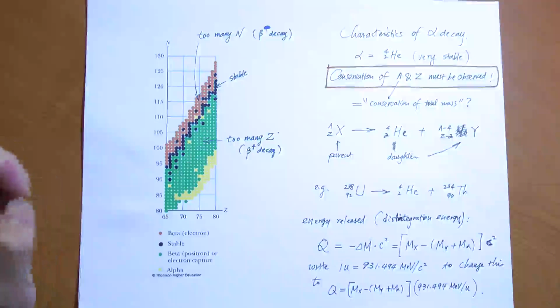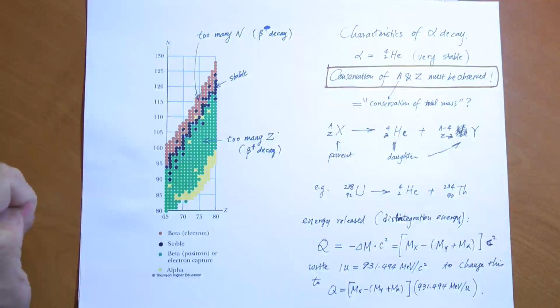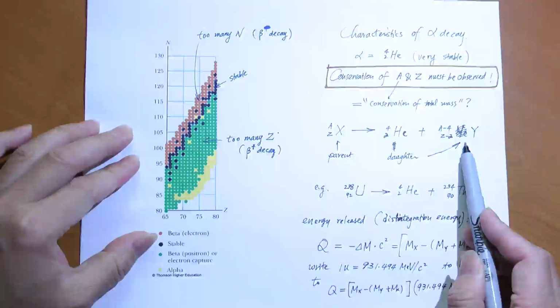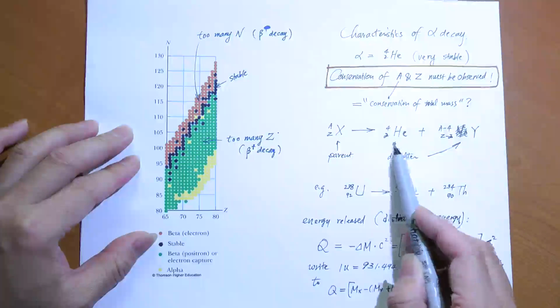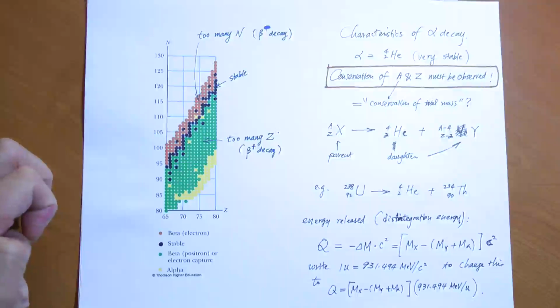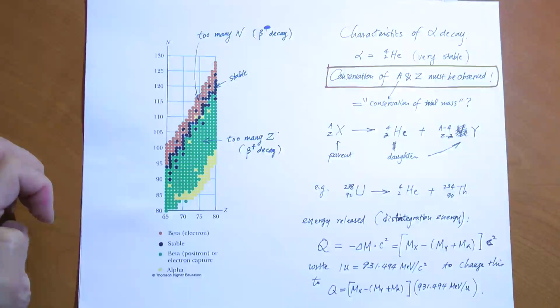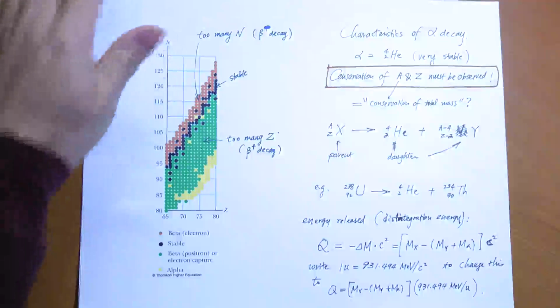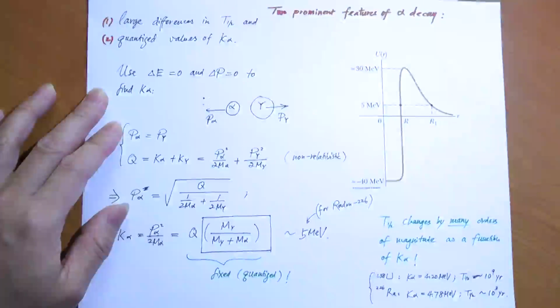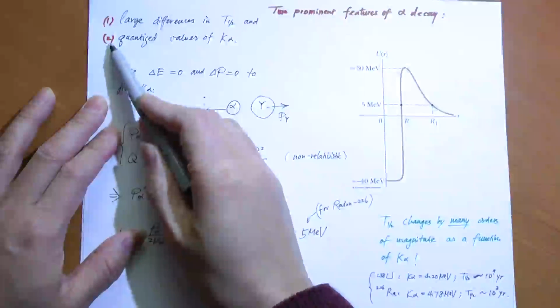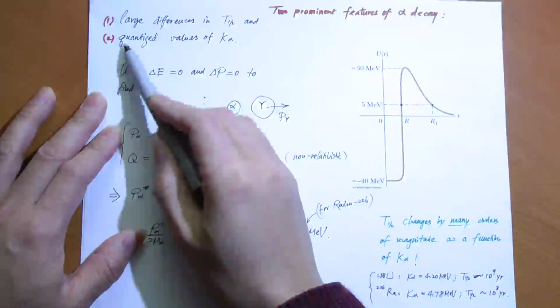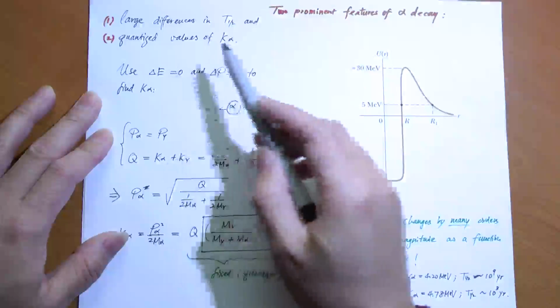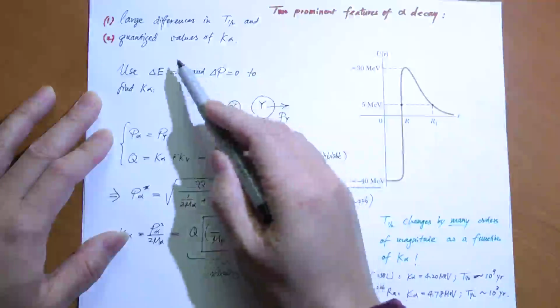So therefore, you have two equations and two unknowns. You can calculate the momentum carried by this one and the momentum carried by that one. And from that, you can find the kinetic energy of this alpha particle, and it should only have one value. It should be a quantized, discrete value determined by the conservation of energy and momentum. Let's see how that works. So let's start with this point number 2. These are the two prominent features of any alpha decay. We'll continue with what we left out on the previous page.